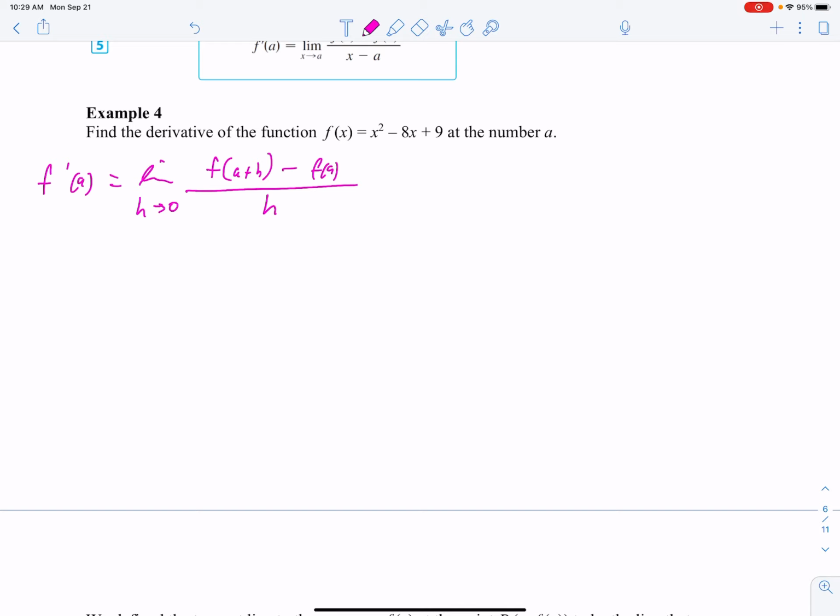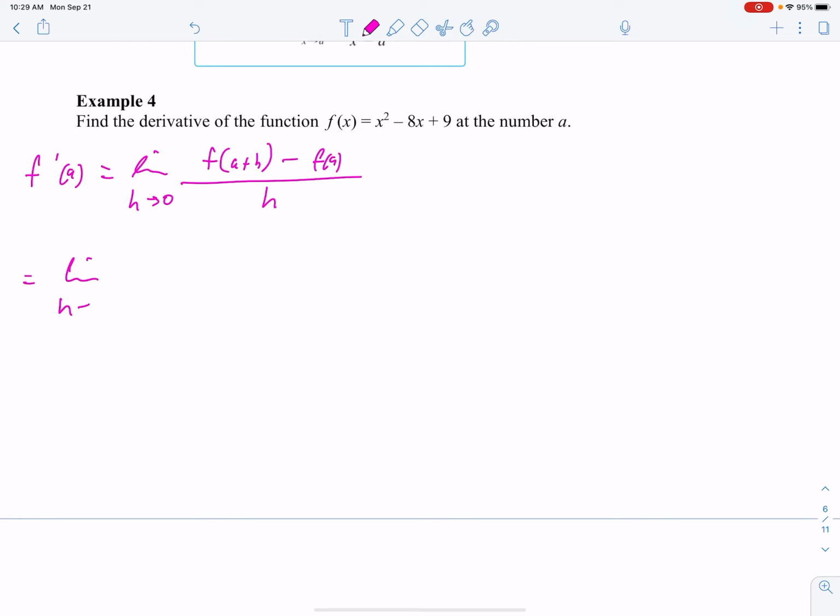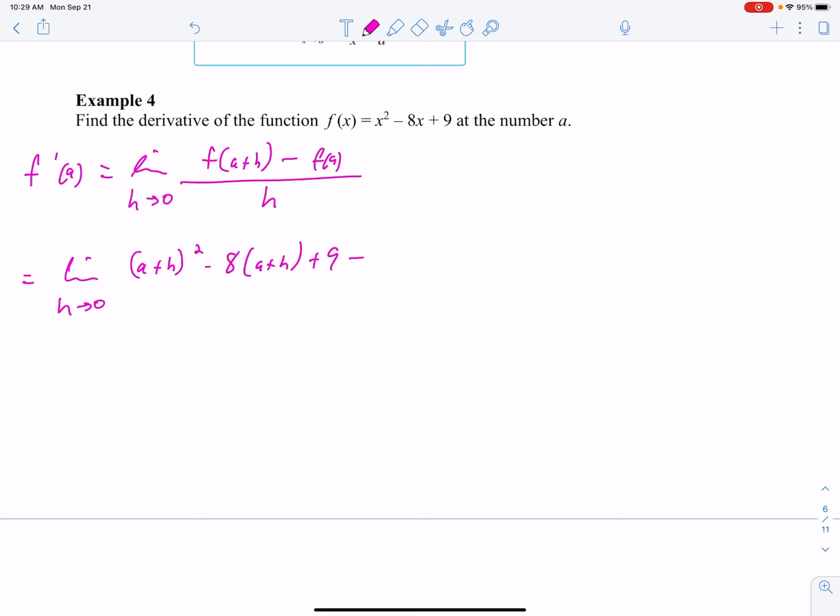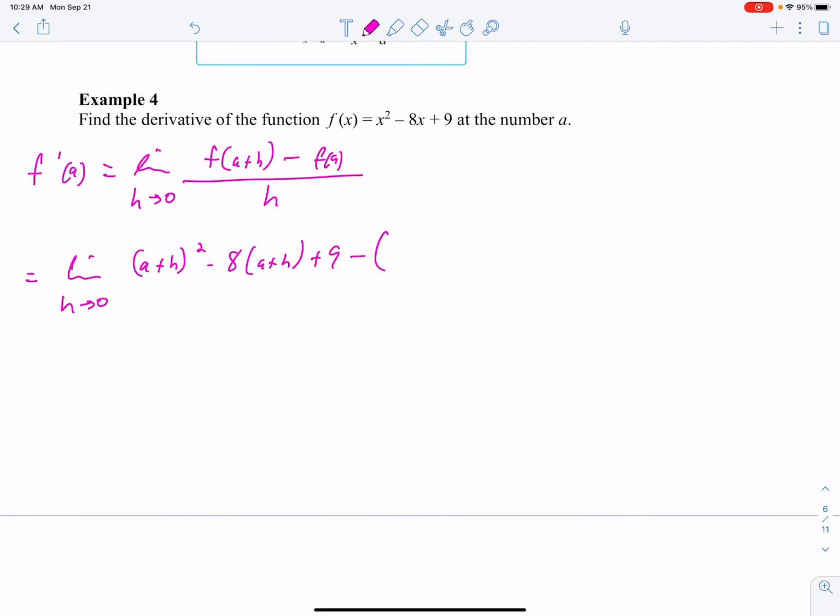Okay. All right, so we're going to plug and chug. Here we go. F of a plus h. Know your function notation means plug in a plus h wherever you have an x. So limit as h approaches 0, we'll get a plus h, quantity squared, minus 8, a plus h, plus 9, don't forget that 9 there, minus f of a. So be careful. Minus f of a means you got to use parentheses. If you don't use parentheses, you will lose points, right? So a squared minus 8a plus 9 all over h.